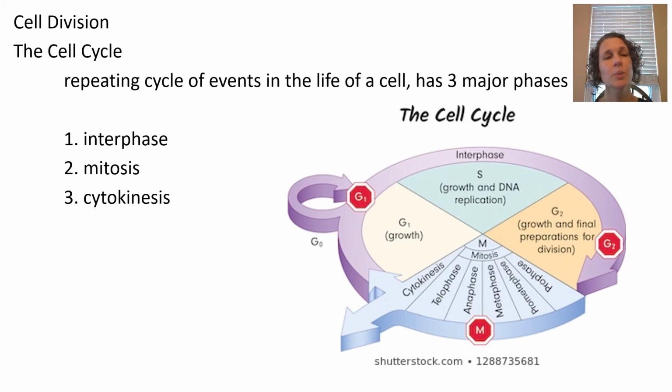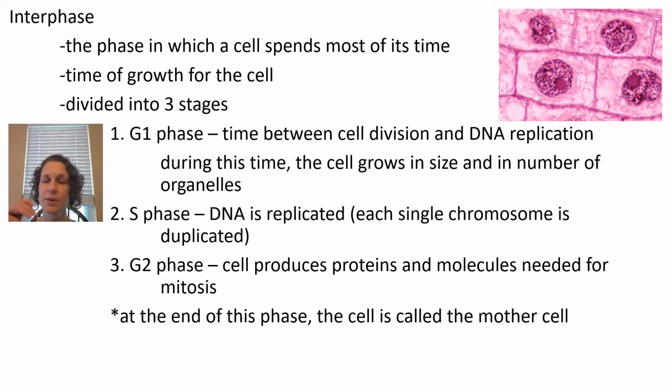So we're going to start with the cell cycle. And so this is what your cell does in its life. It goes through these three major phases: interphase, mitosis, and cytokinesis. And so each phase has its own part in all of this. And so this picture just shows everything, and we'll go through each little step. Okay, so here is interphase.